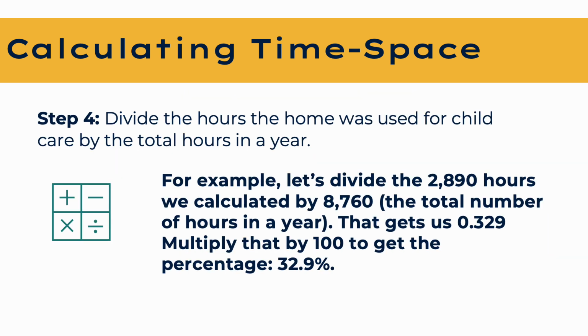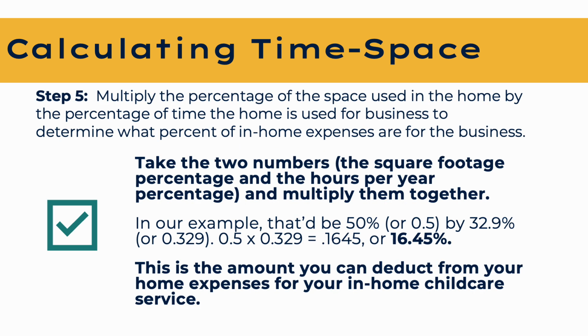Step 4. Divide the hours your home was used for childcare by the total hours in a year. For example, let's divide the 2,890 hours we calculated by 8,760 hours, which is the total number of hours in a year. That gets us to 0.329. Multiply that by 100 to get your percentage, 32.9%.